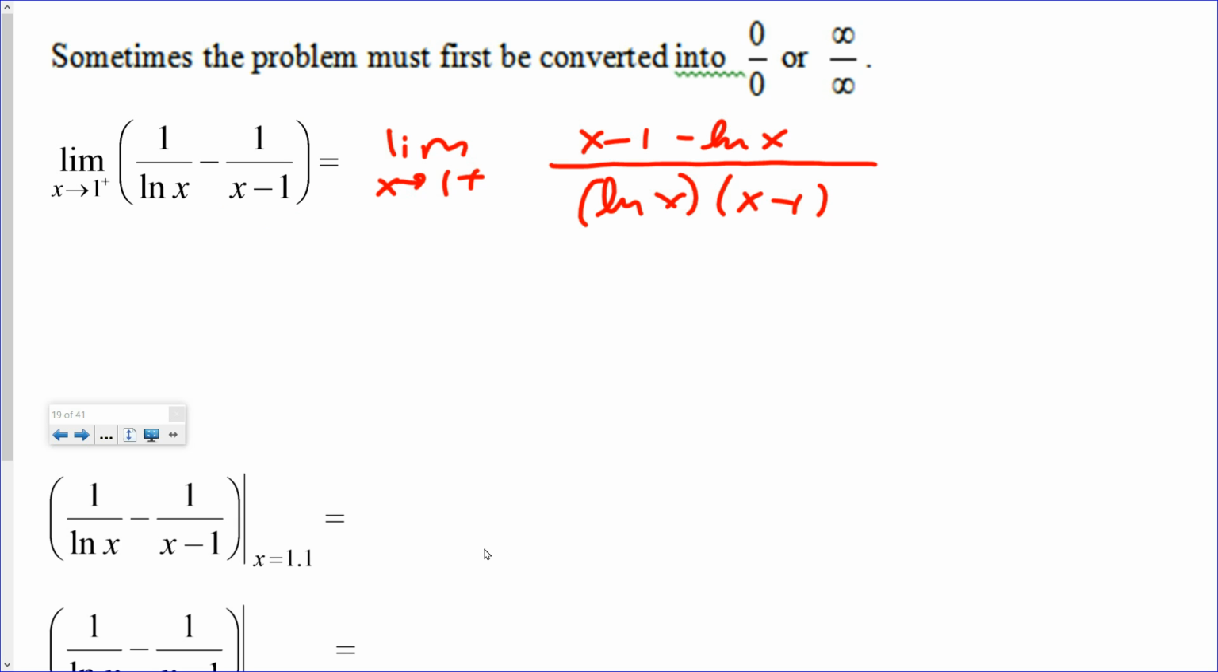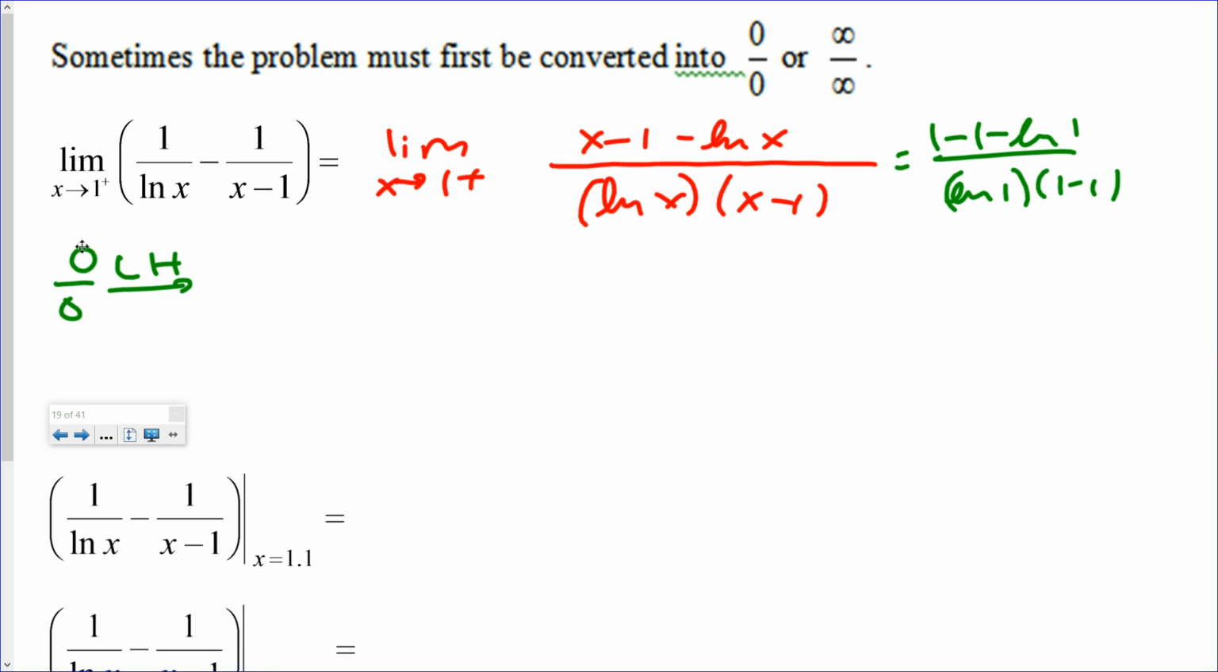Then I'm going to plug in 1 here. So when you plug in 1 here, do you see you get 1 minus ln of 1 over ln of 1 times 1 minus 1. Guys, when you plug in, you can drop the limit. What do I get? Did you get 0 over 0? So what does that mean when I get 0 over 0? I can invoke L'Hopital's. What does that L stand for? The limit. So just copy that limit expression.